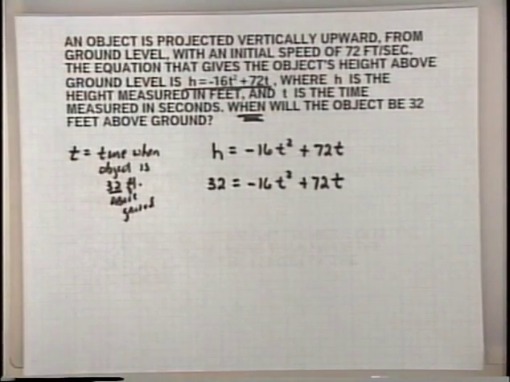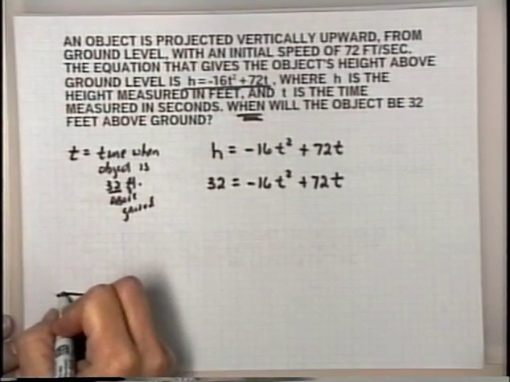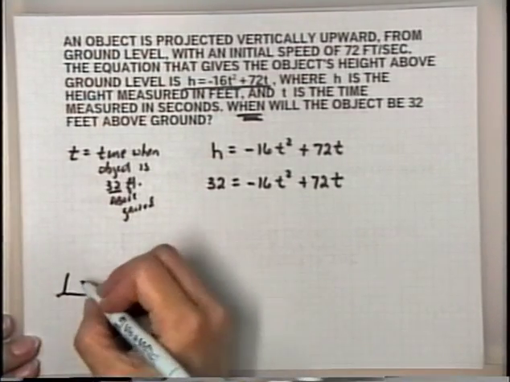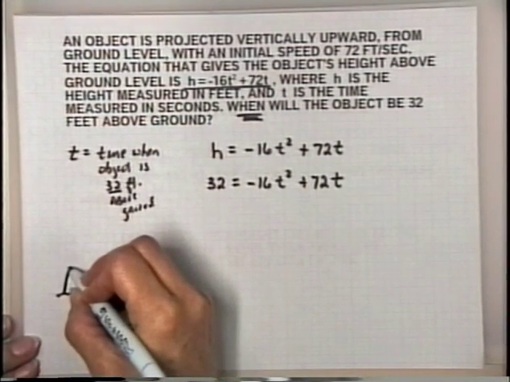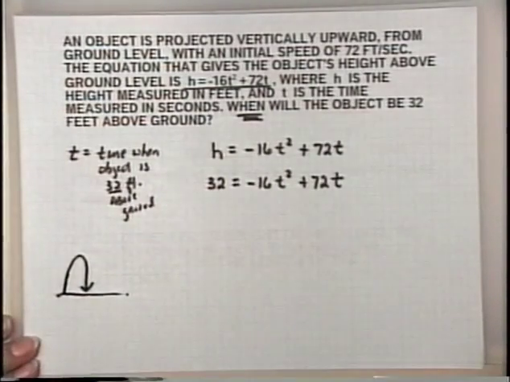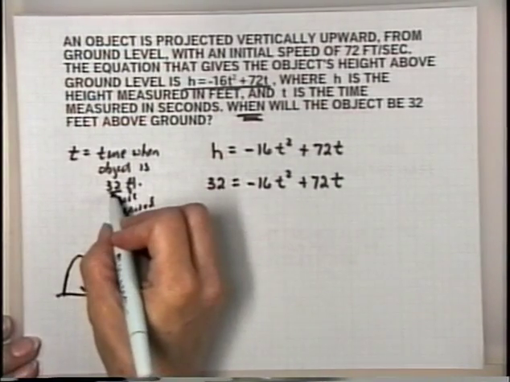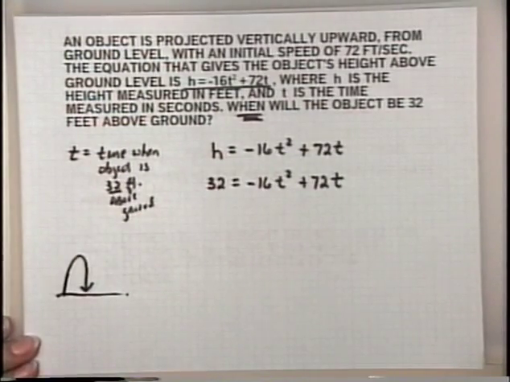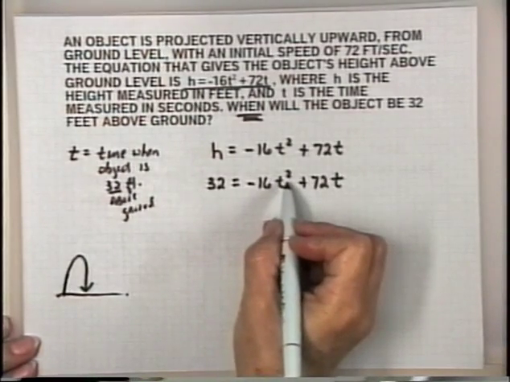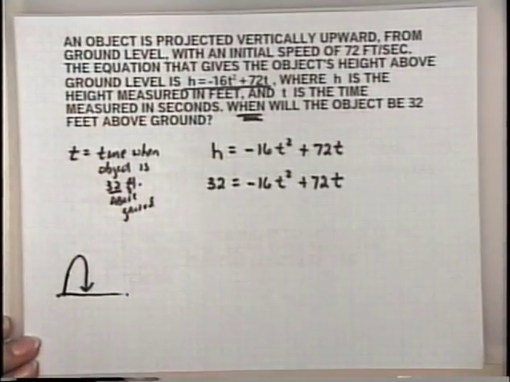Now, in terms of drawing a picture here, we are on ground level and we are projecting an object up. We know that as we throw something up, because of gravity, it will eventually stop and come back down and hit the ground. Now, we were at ground level and we're just trying to find when the object will be 32 feet above ground. Let's solve this equation and then we're going to talk about the solution and what it might imply. I have a quadratic equation here. Because my coefficient is negative, I'm going to choose to bring these terms to the left-hand side.